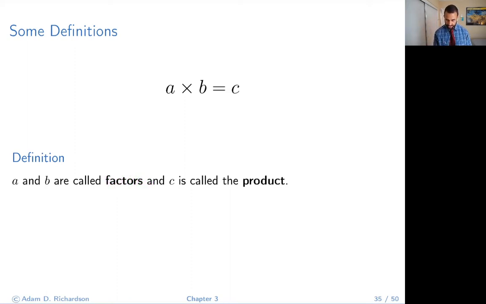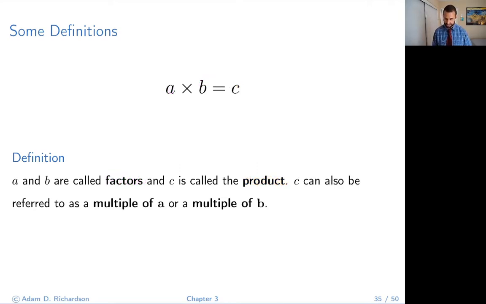But if you have a product written like this above, these 2 numbers here, we refer to those as factors of the product. A and B are factors of the product. And the result of multiplying those 2 factors together is the product. And so that's what C is over here. C is called the product. So I hope that makes sense. A product is the result of a multiplication, and the things that are being multiplied are all called factors.